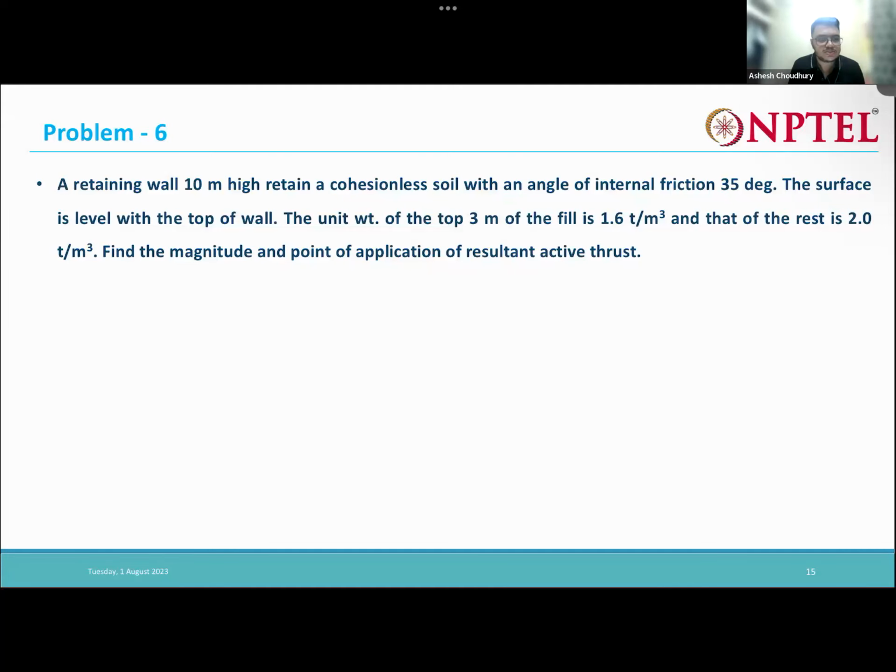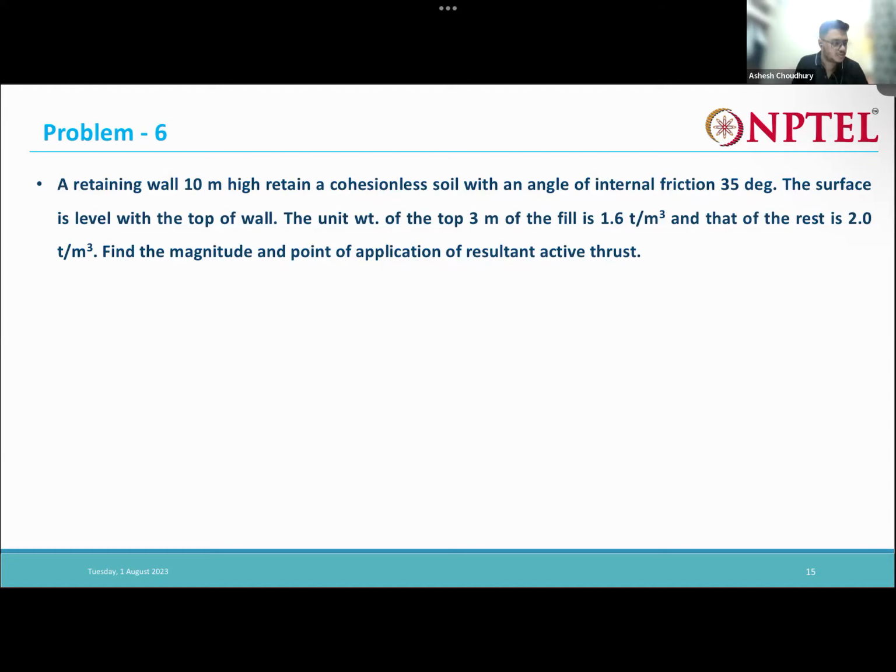Okay, so the first problem is a very basic problem. Here a retaining wall of 10-meter height retains a cohesionless soil with an angle of internal friction of 35 degrees. The surface is level with the top of the wall. The unit weight of the top 3 meters of the fill is 1.6 ton per meter cube, and that of the rest is 2 ton per meter cube. We need to find the magnitude and point of application of the resultant thrust.